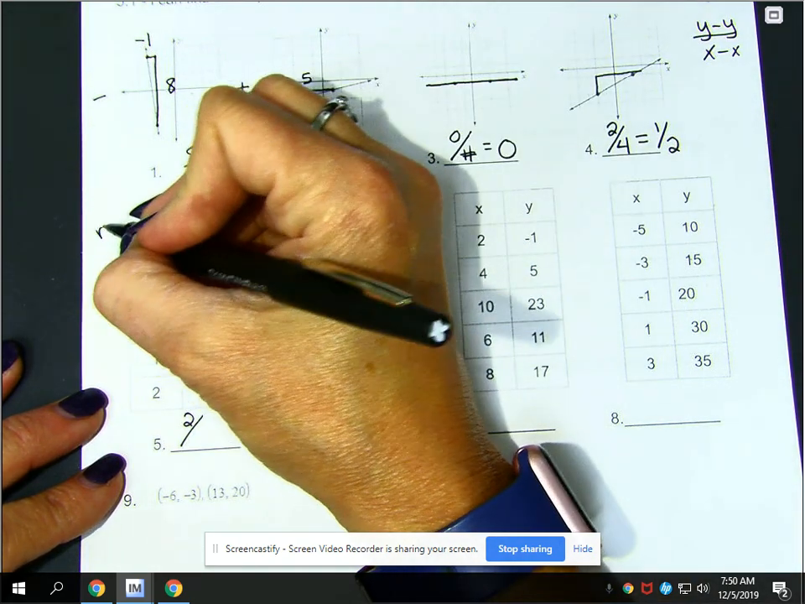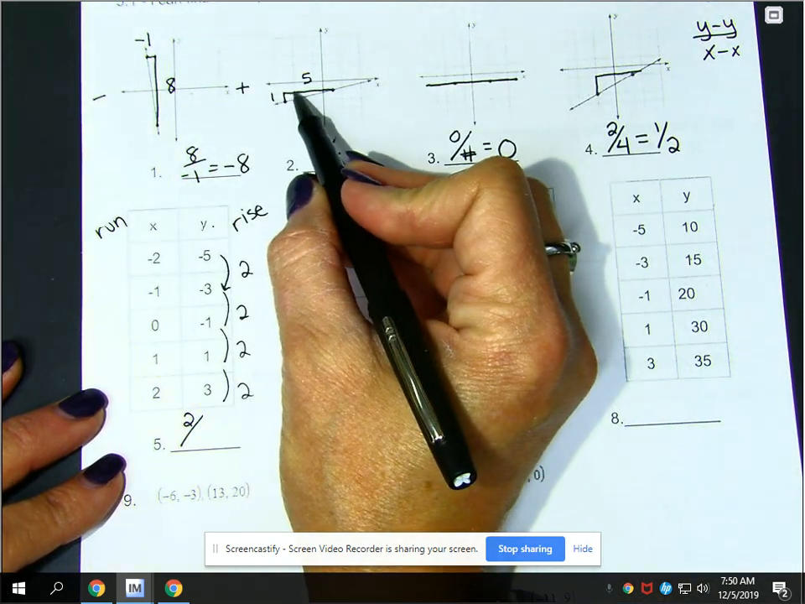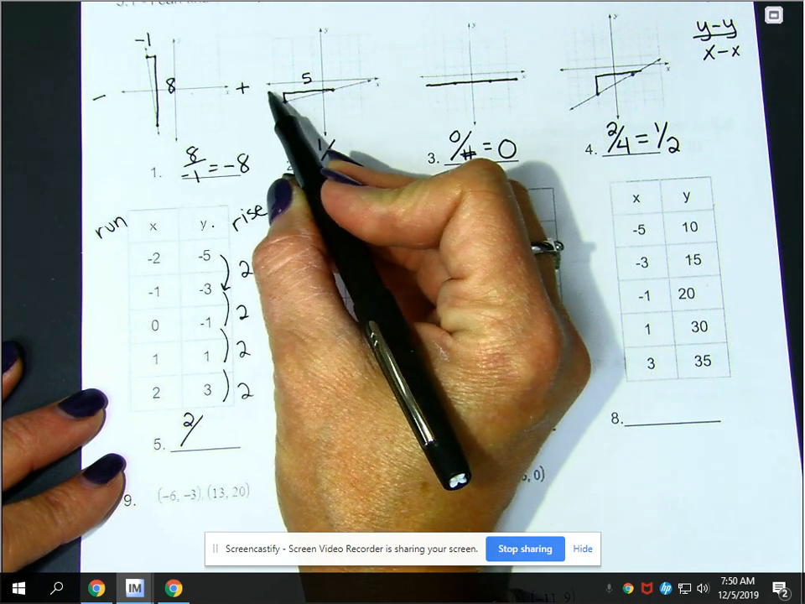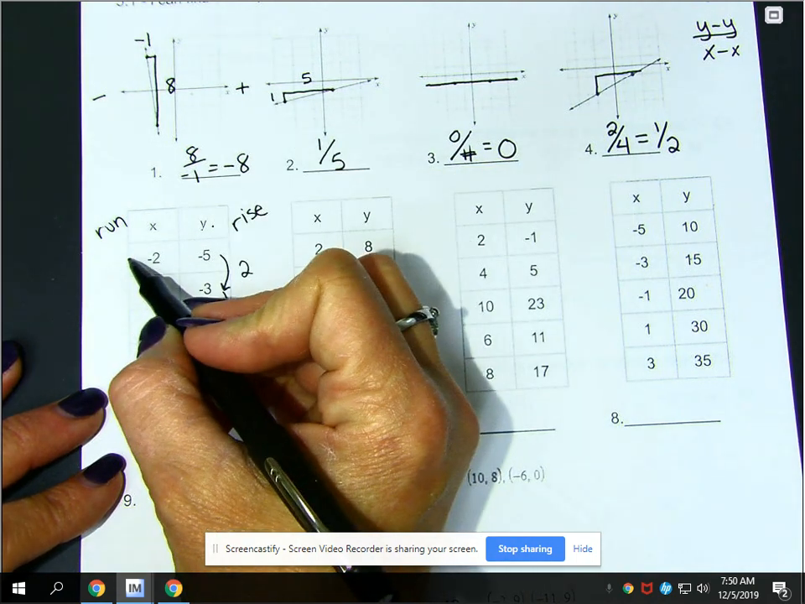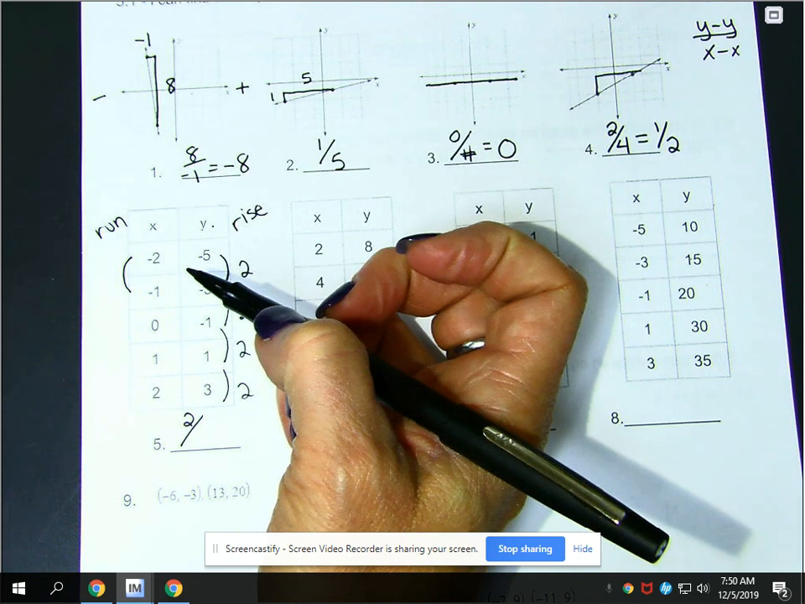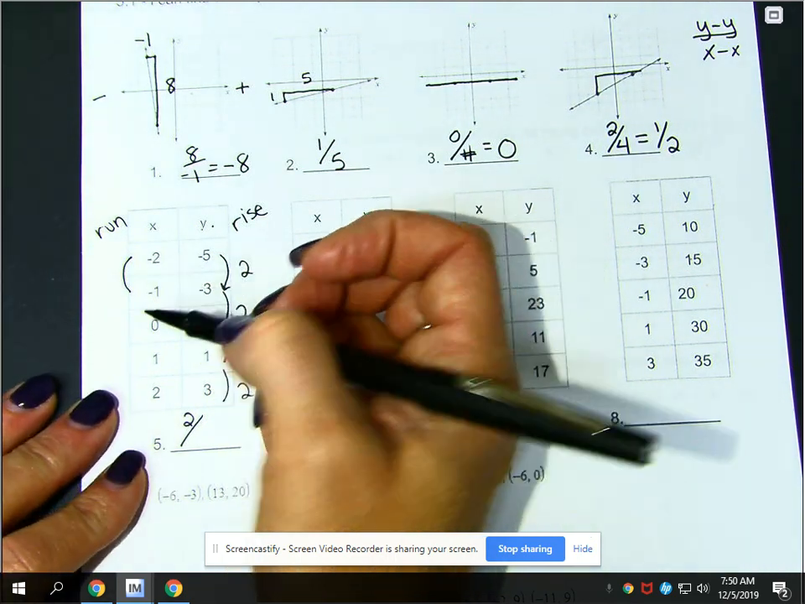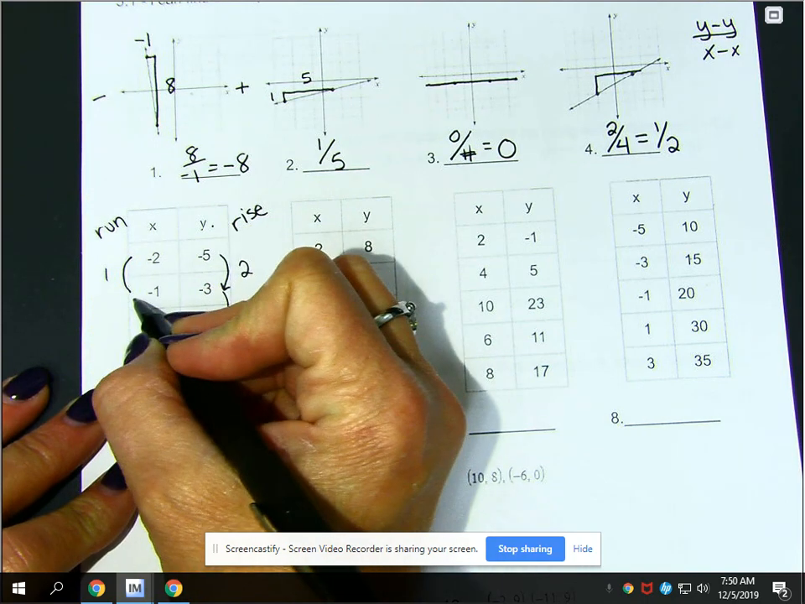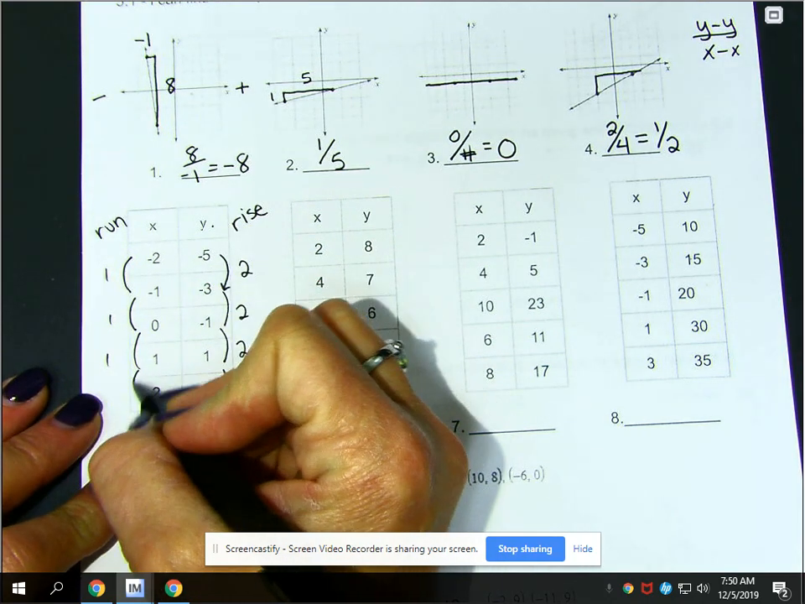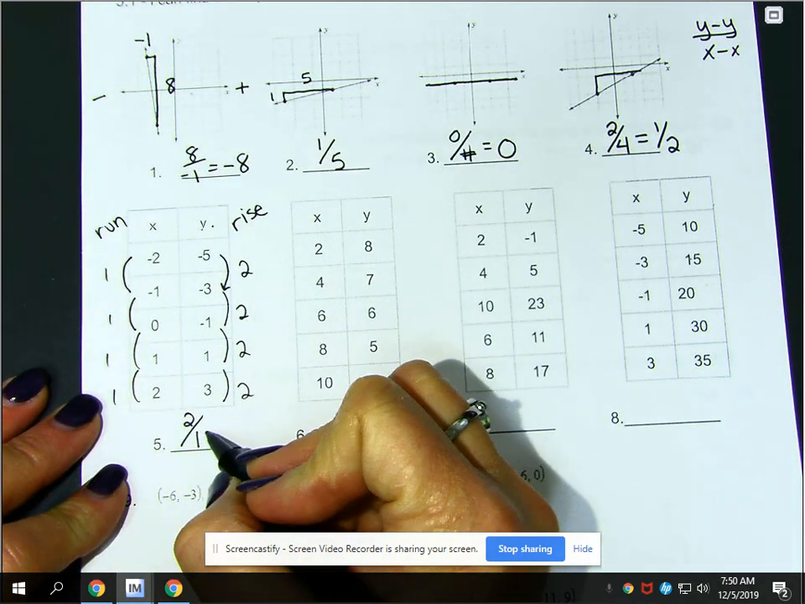And then your run is the difference in your x's, that you go back and forth. So we're going to make sure that the runs are all consistently the same, up and over, up and over. -2 to -1 is a +1, +1, add 1, add 1. Slope is 2 over 1, which equals 2.